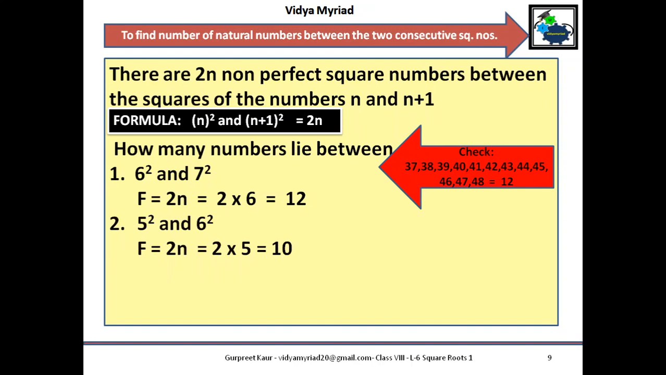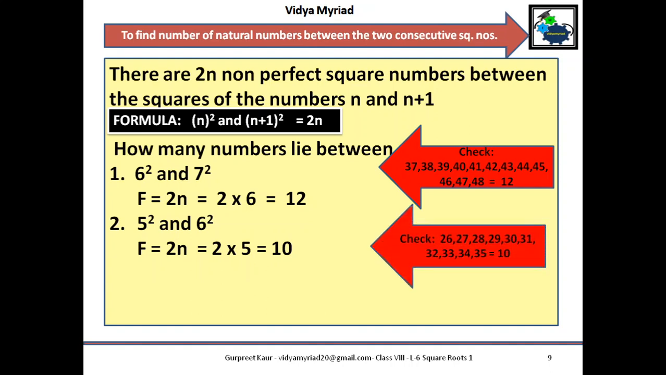Let us take another example: 5 squared and 6 squared. The formula is 2n, and 2 into 5 is 10. You want to check it. 5 fives are 25, 6 sixes are 36. Between 25 and 36, there are 10 natural numbers. In the same way, 34 squared and 35 squared. Simply multiply 2 into 34, they are 68. And it is very difficult to check by writing down so many numbers between 34 squared and 35 squared. So the simple formula is, when you have two consecutive square numbers, simply use the formula 2n to find the answer.